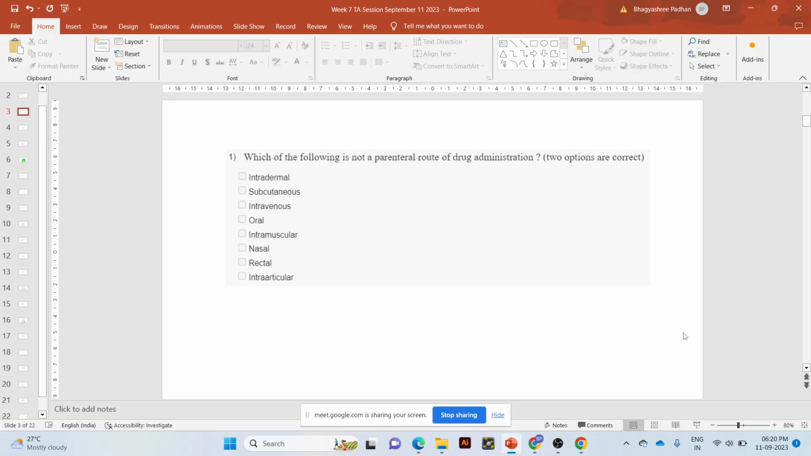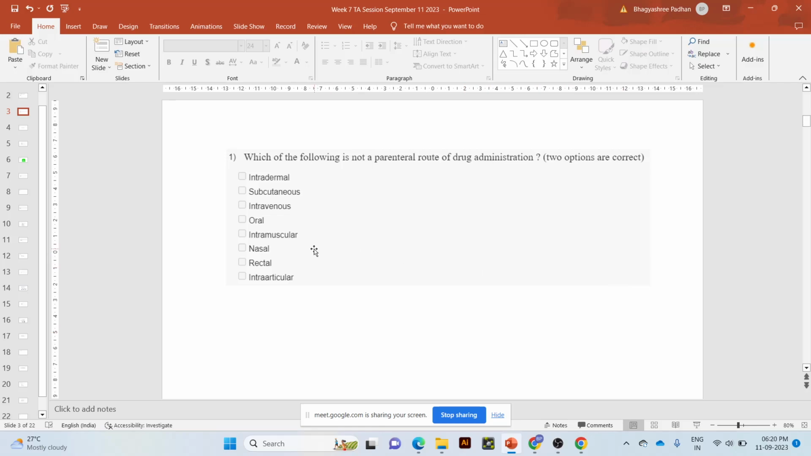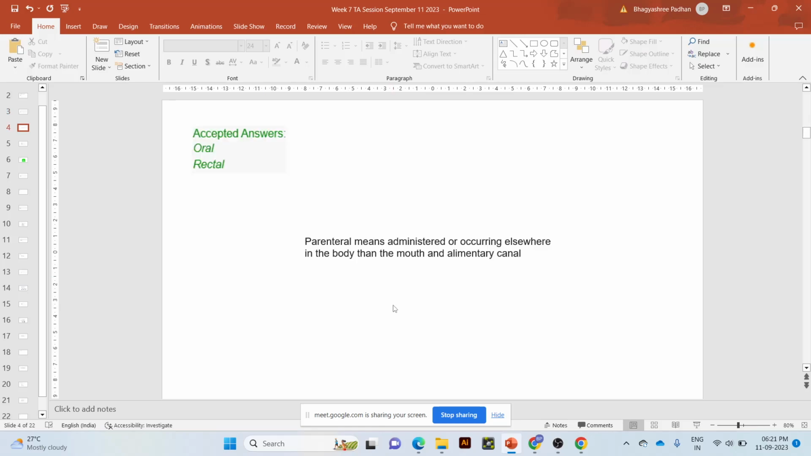Which of the following is not a parenteral route of drug administration? You have to select two options here. Options are intradermal, subcutaneous, intravenous, oral, intramuscular, nasal, rectal, and intraarticular. So parenteral route means it should not involve the mouth and alimentary canal. So except for oral and rectal, which are part of the alimentary canal, all the other options belong to the parenteral route. So oral and rectal will be the correct options.